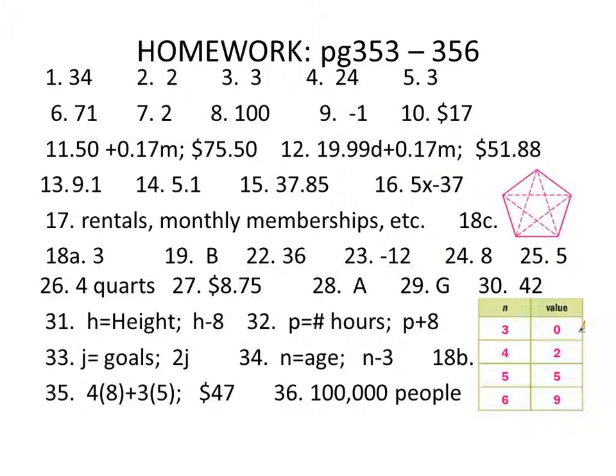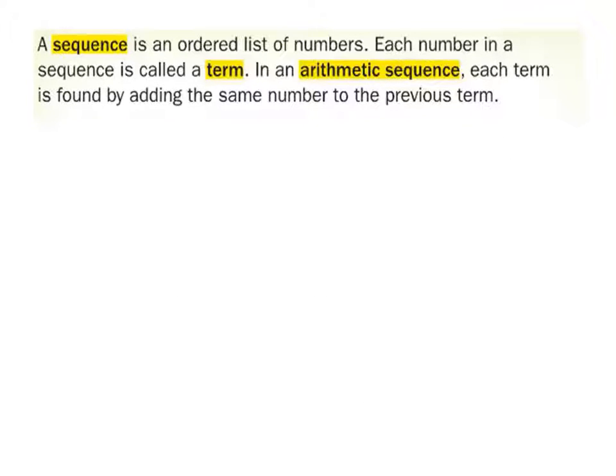Mason? Thank you, Davey. The answer for 18A is 4. Yeah. A sequence is an ordered list of numbers. That's it. Hey, that was easy. Each number in a sequence is called a term. In an arithmetic sequence, each term is found by adding the same number to the previous term. Okay? So if you're not adding the same amount each time, then it's not arithmetic.